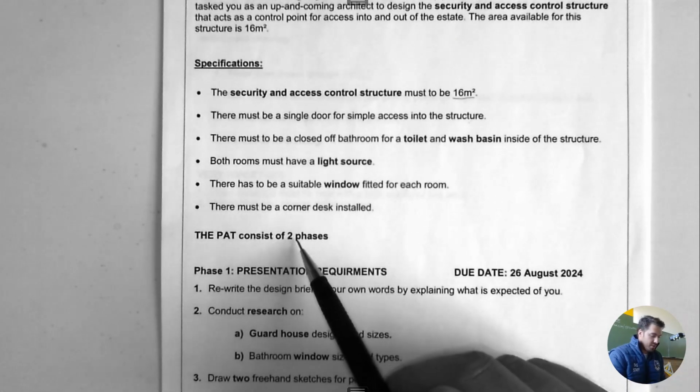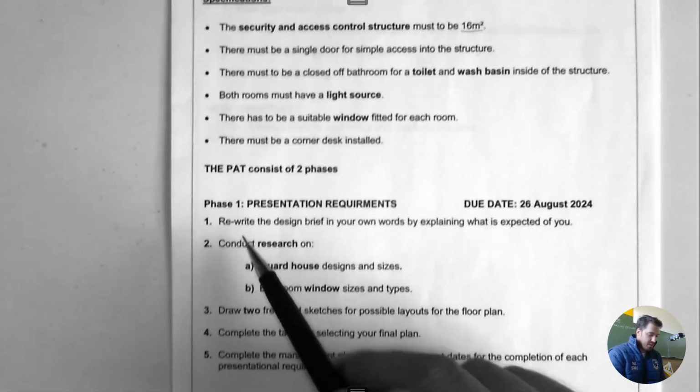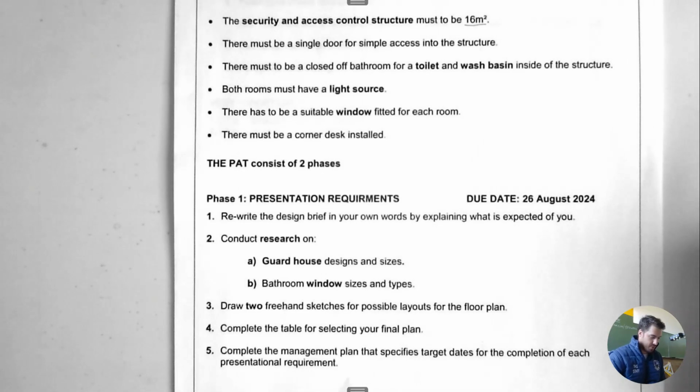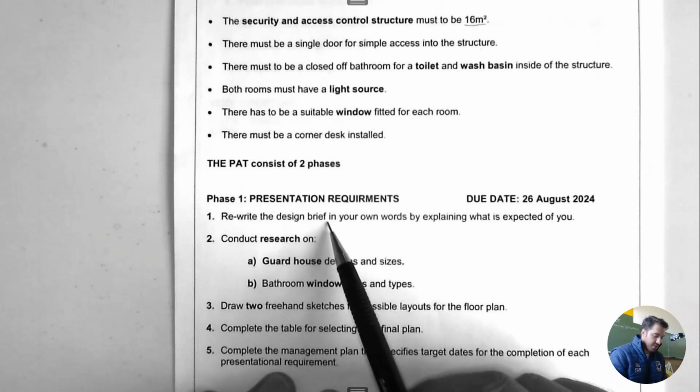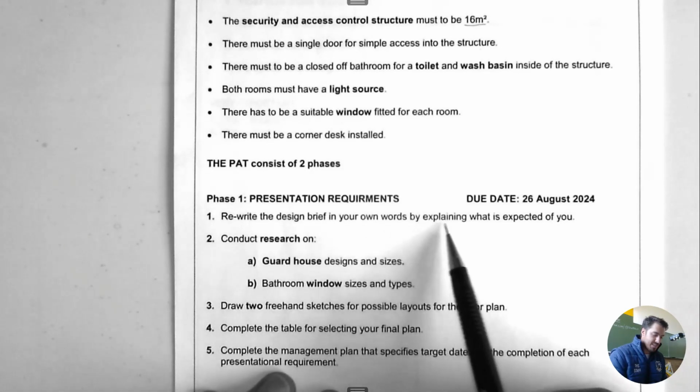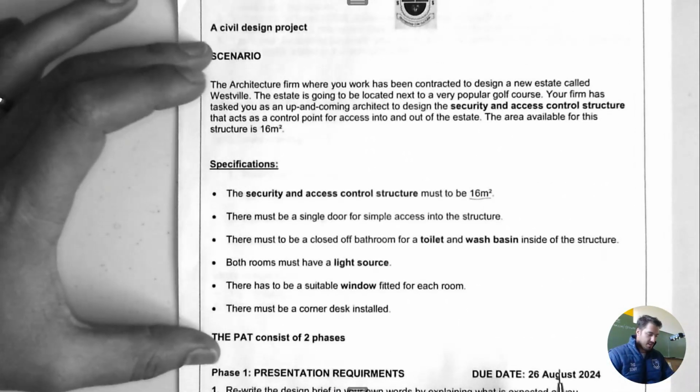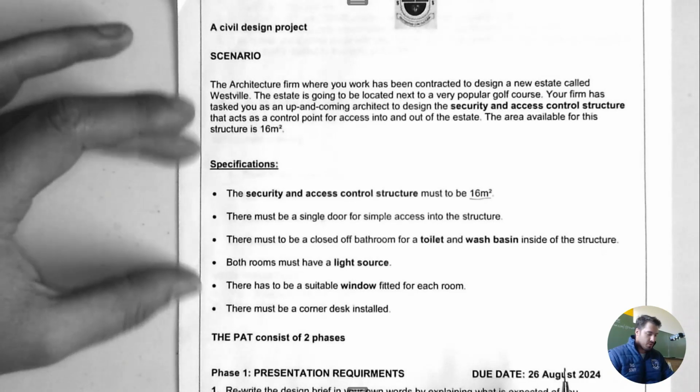The PAT consists of 2 phases. Phase 1 is the presentation, right? This is usually the research part of your PAT. This is what you need to do. Rewrite the design brief in your own words by explaining what is expected of you. So this is your design project here. This is considered to be your design brief.